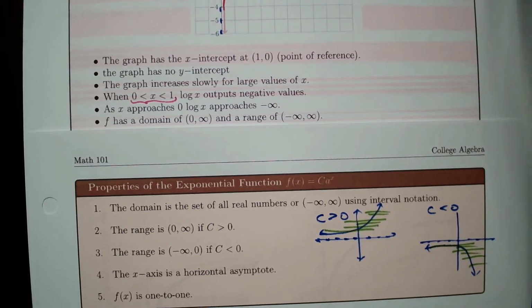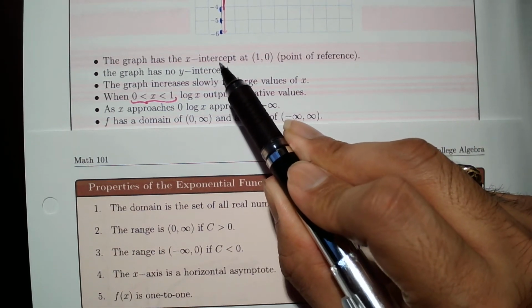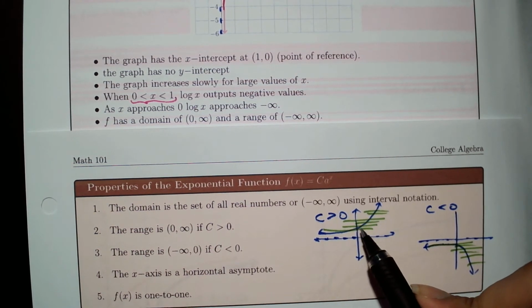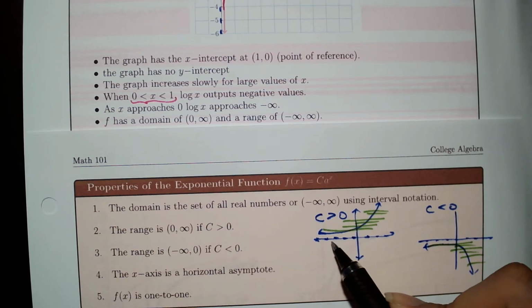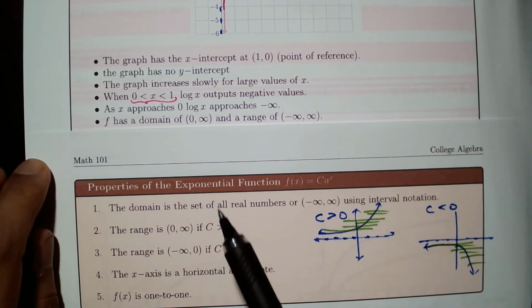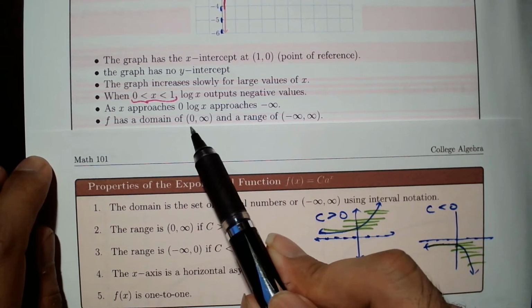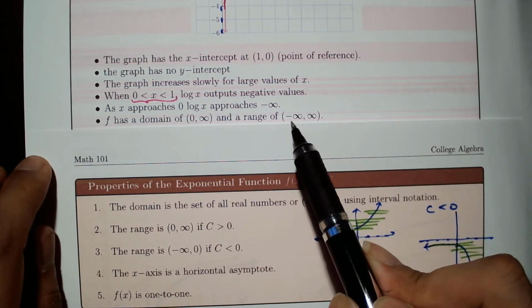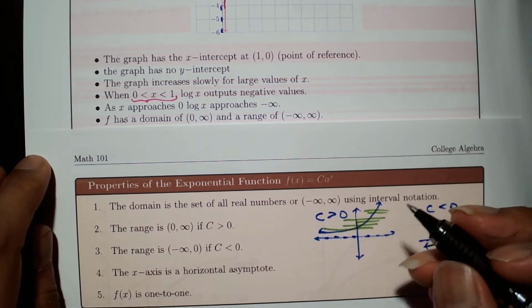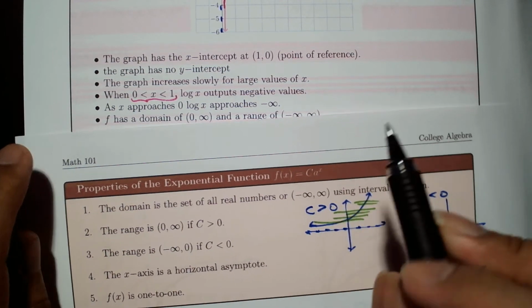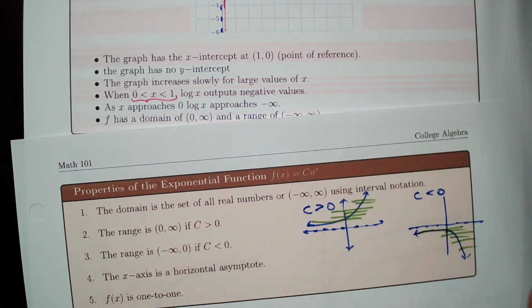The logarithmic function has an x-intercept but no y-intercept. The exponential function, on the other hand, has a y-intercept but doesn't have an x-intercept. See how those properties are inverted? Now, the domain of the logarithmic function is all positive numbers, and the range is all real numbers, as opposed to the domain of the exponential function, which is all real numbers, but its range is only the positive numbers.